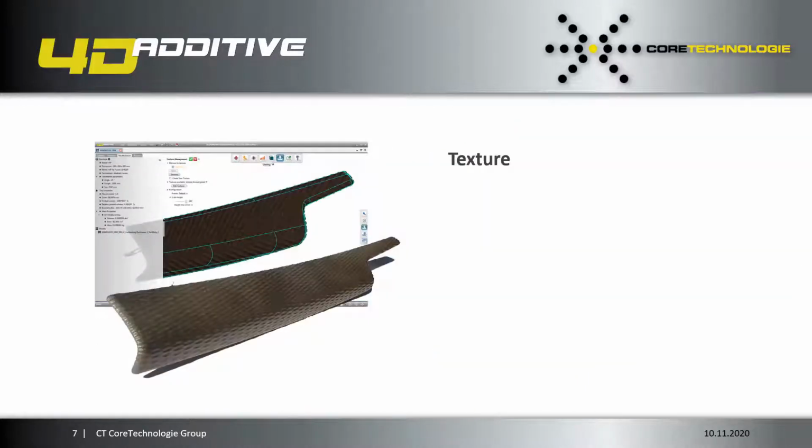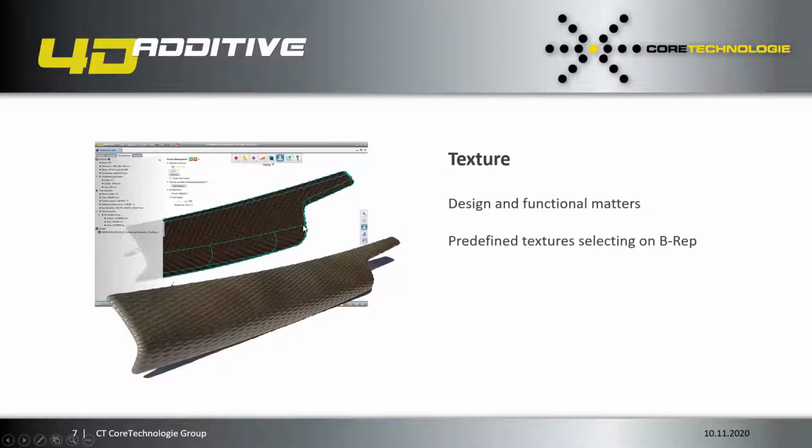One highlight in this software is the texturing tool. Based on the BREP model, you can see surfaces and split surfaces, and you can choose the areas of surfaces where you want to create texturing for design or functional reasons, to increase the strength of the model. For example, you create some honeycombs so that the part is stronger than before.